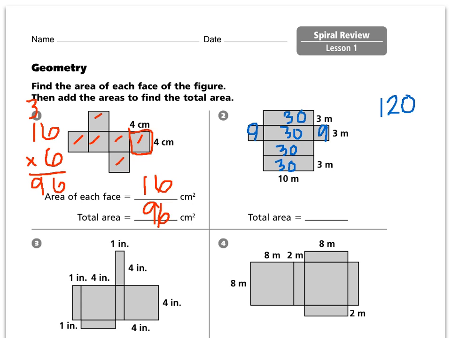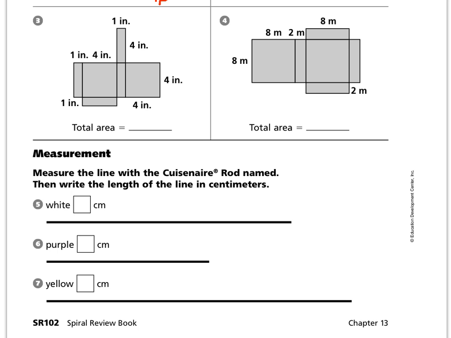And then I have 9 plus 9, which is 18. Go ahead and add that up, and I'm going to end up getting 138. Don't forget meters squared, because it's area. Let's look at number 3.